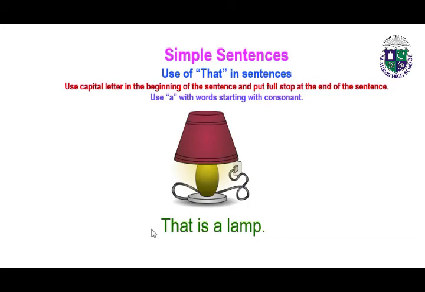When we make a sentence, you have to remember these three things. The first one is, when we start writing, use a capital letter in the beginning of the sentence, put a full stop at the end of the sentence, and use a with those words which start with the consonants.